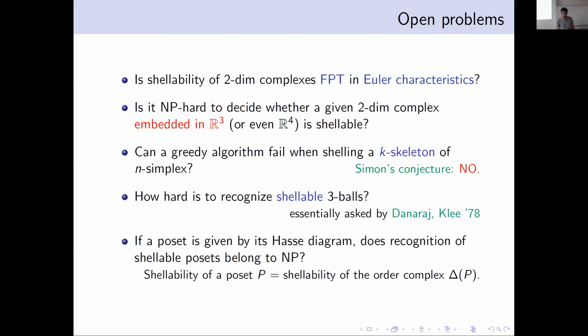And the next thing, we were talking about shellability of posets. And what is a partially ordered set? Well, I can give it, let's say, in terms of its Hasse diagram. And the simplices in my simplicial complex correspond to the chains in that poset. That means that the number of simplices can be exponential in the size of the diagram. Now, can I even then decide whether this poset is shellable or not in polynomial time? Because obviously I cannot list the ordering of the faces. So that's another interesting question. And if it's in NP, it's obviously NP-complete, right?